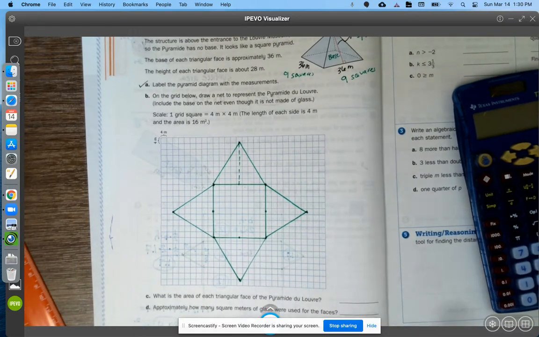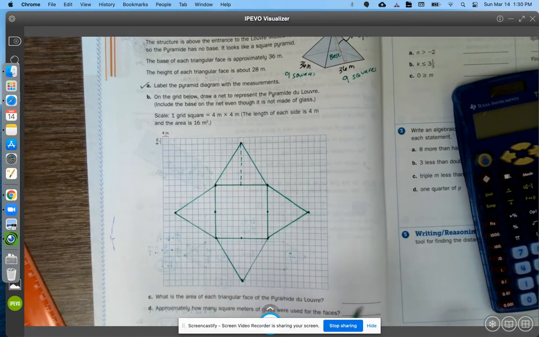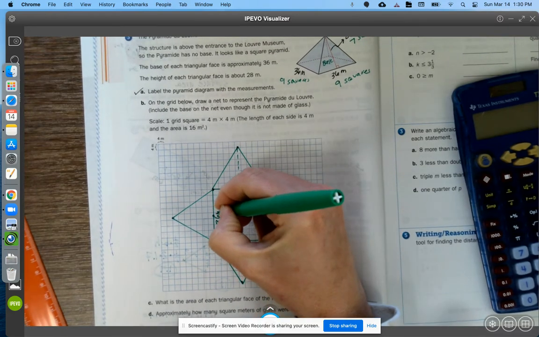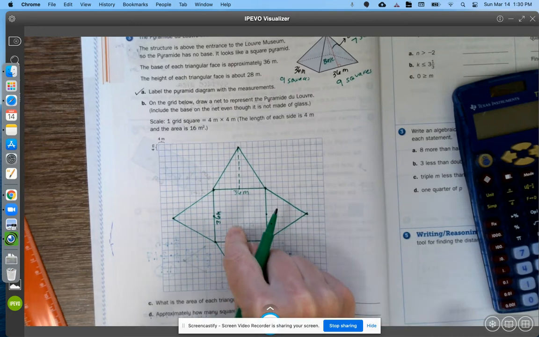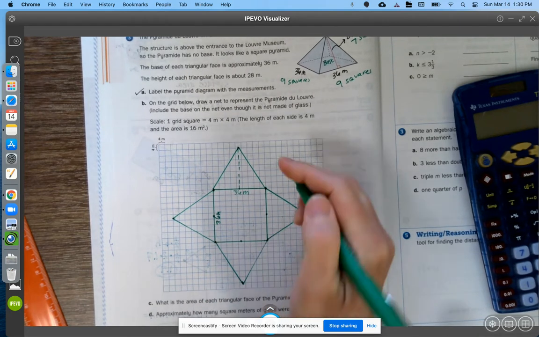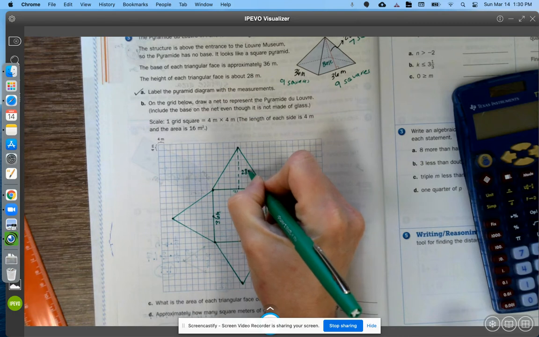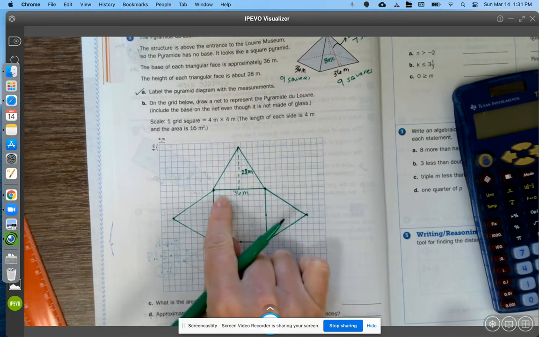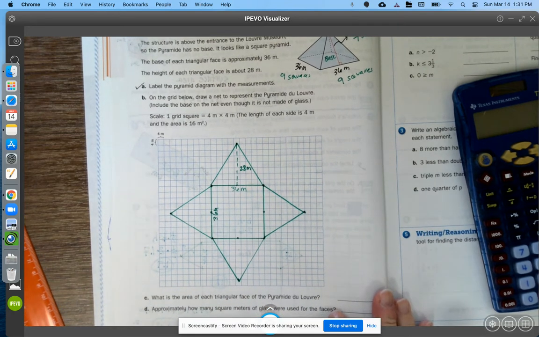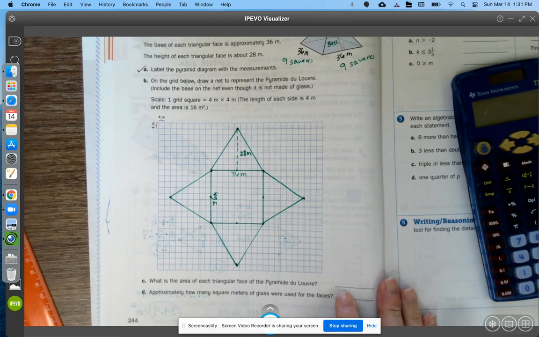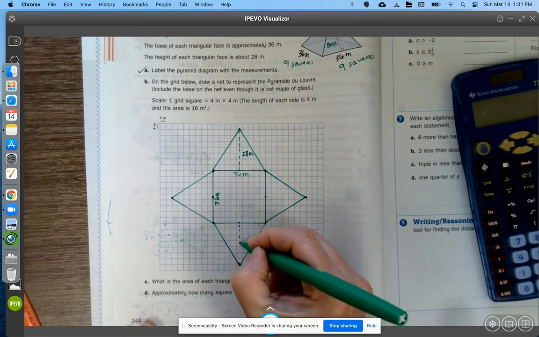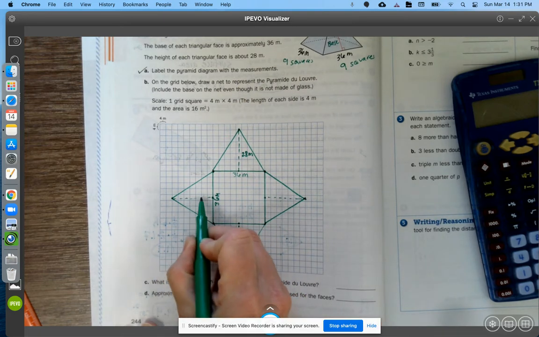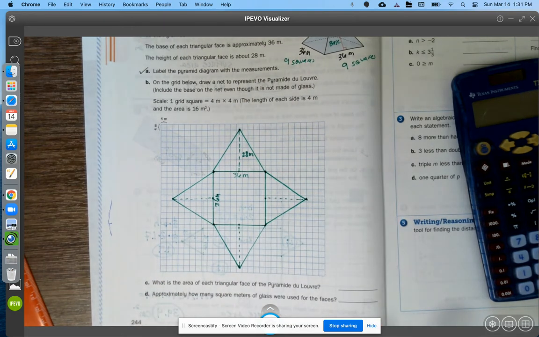All right, so there is my drawing. And so I have my base, which is 36 meters by 36 meters, right? It's a square. And then each of these triangles, the base is 36 and the height is 28 meters. Okay, I'm labeling it with the real measurements. We just had to draw it with that scale. Okay. All right, if you need to pause the video to finish your drawing, go ahead and do that. If you're ready to go, we're going to kind of keep on going, but make sure your drawing is finished before you keep going.